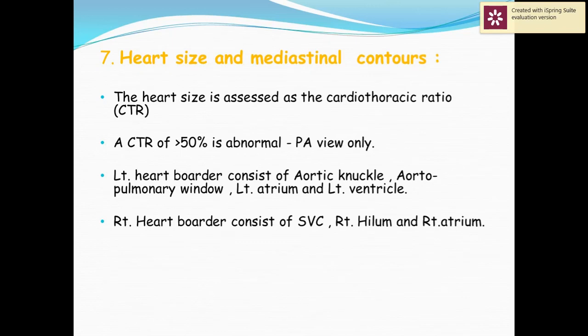A cardiothoracic ratio of more than 50% is abnormal. Cardiothoracic ratio more than 50% is abnormal. This denotes cardiomegaly and heart failure.